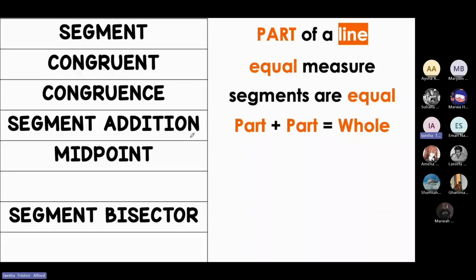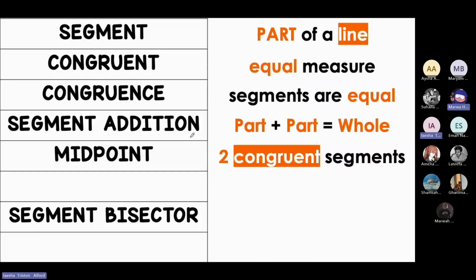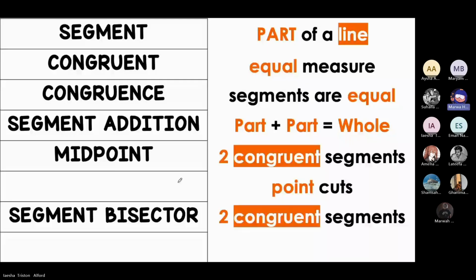Anybody on midpoint? The middle point. What happens when you have the middle point? You get what? 2 equal parts. Yeah. So 2 congruent segments. And remember that the midpoint is cutting the line. The point is cutting the line. What about segment bisector? What happens there? You also get 2 congruent segments. And the difference here is what? Cut by a line. It cuts by a line.